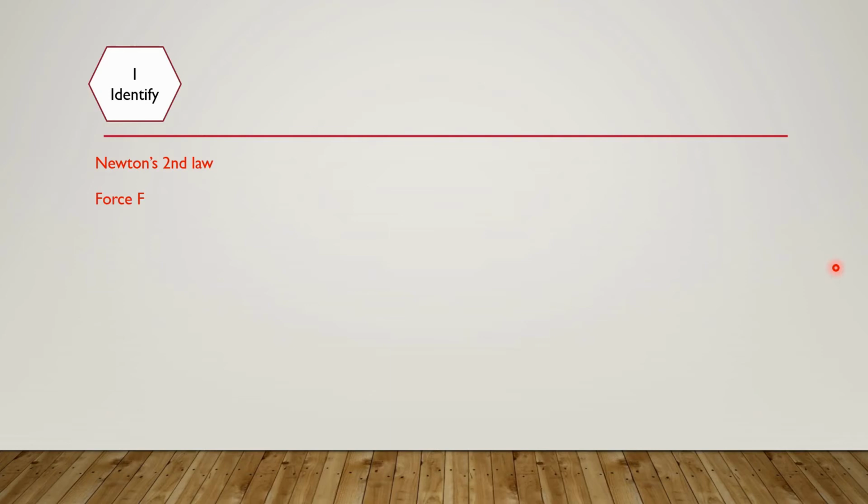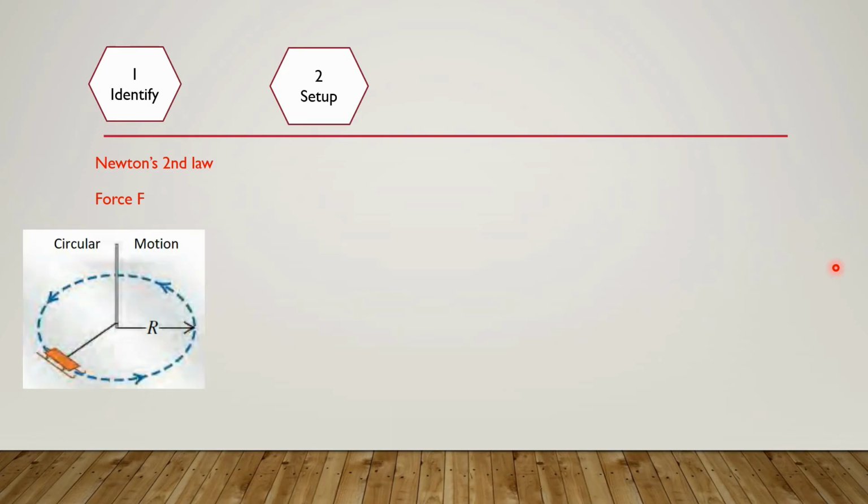The next step is setup. First we will draw a simple sketch. This is the simple sketch, and the next step is to make the free body diagram of the sled. Suppose the sled is at this position, and we will make the free body diagram of the sled at this position. First we place a dot for the sled, and there are 3 forces acting on the sled.